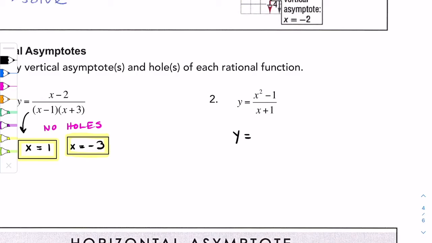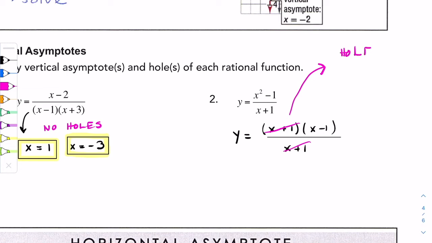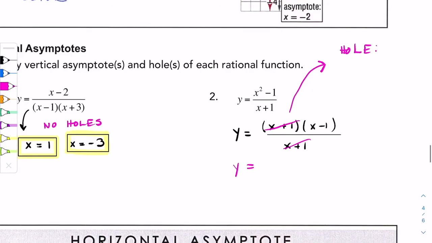For number 2, we need to factor both the numerator and the denominator. The numerator factors to x plus 1 times x minus 1. The denominator cannot be factored, it is just x plus 1. Here we can see that we have a common factor of x plus 1, so we can calculate the hole. Before I actually calculate the hole, I'm going to write my simplified expression as x minus 1. That's technically x minus 1 over 1, but x minus 1 works. It is the same thing.